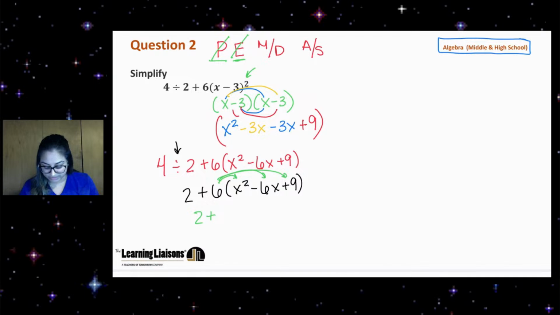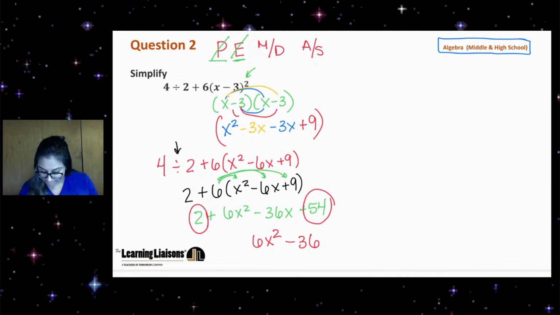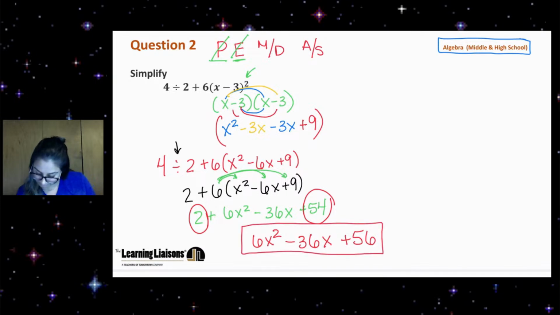6 times x squared is going to give us 6x squared. 6 times negative 6 is going to give me a negative 36, keep the x. And 6 times 9 is going to give me a positive 54. Right, now I'm going to combine like terms one last time. And I'm going to get 6x squared minus 36x plus 56. I don't have an answer choice to give you to tell you that it's A, B, C, or D, but winner, winner, chicken dinner. That is our answer.